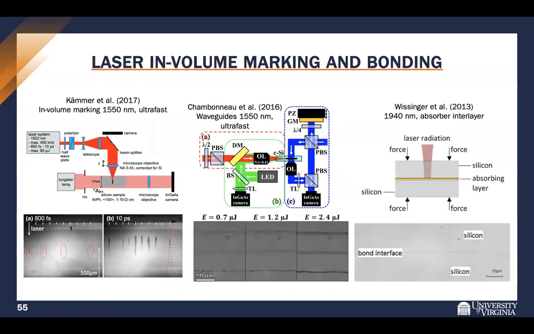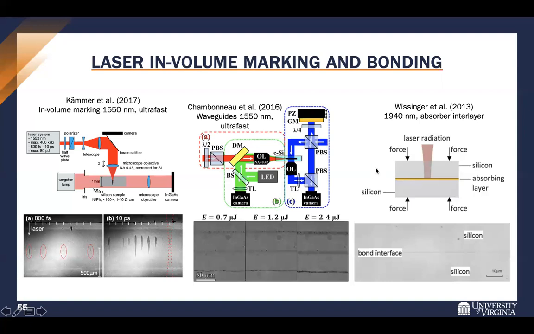Also, we can look at techniques for laser in-volume marking and even wafer bonding. So on the left, you can see Kramer et al. used in-volume marking with a 1550 nanometer ultrafast laser. This technique relied on 2-photon absorption to generate these cavities in the bulk of the silicon. Shambanu et al. used a 1550 nanometer ultrafast laser to generate waveguides within silicon. And you can see the different waveguides generated in the volume at different laser fluences.